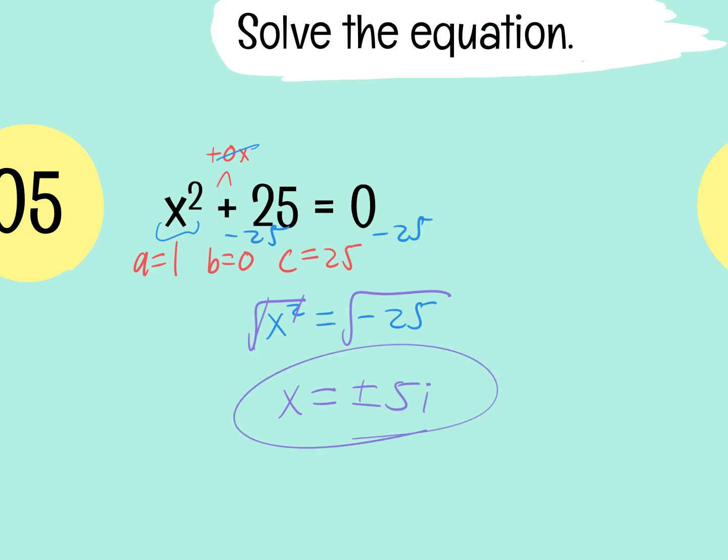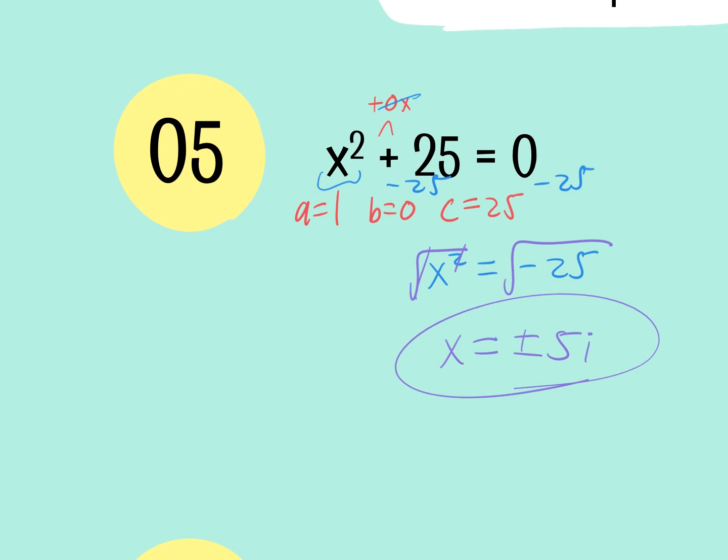Right, and you could still do it with the quadratic formula. It would still work, right? x equals negative 0 plus or minus the square root of 0 squared minus 4 times 1 times 25 over 2 times 1, right? And you can simplify that if you would like.